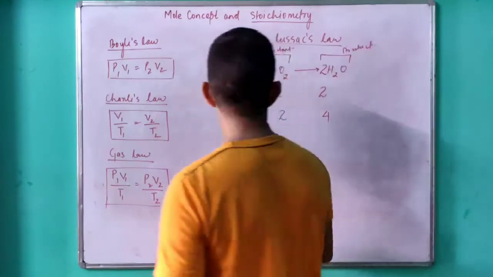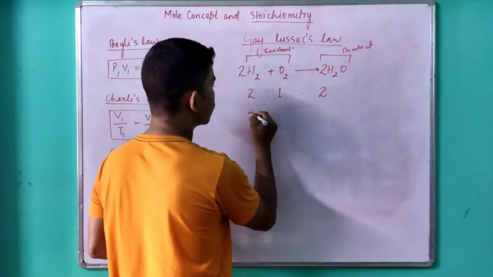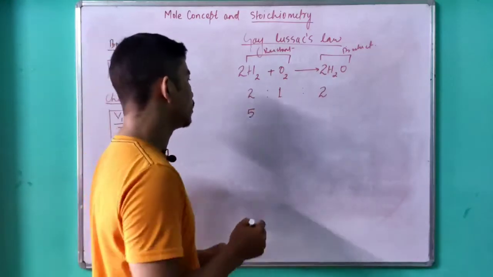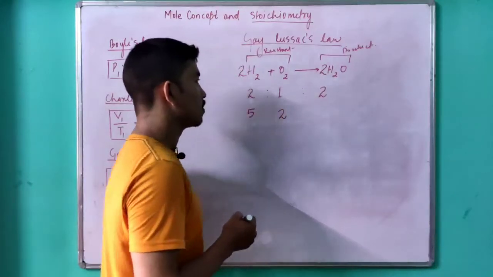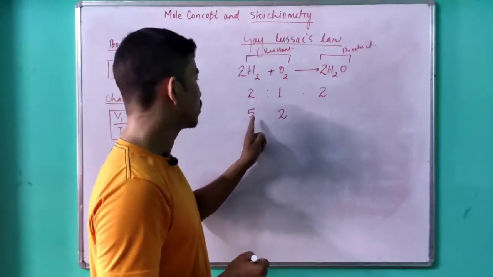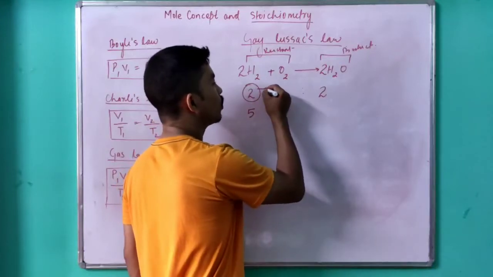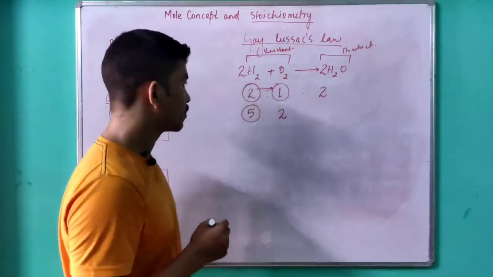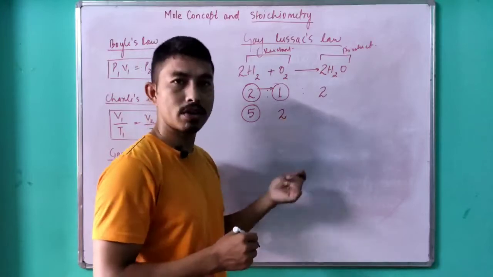Okay, so now considering the same equation, suppose I have 5 liters of hydrogen and 2 liters of oxygen. According to Gay-Lussac's law, the 5 cannot react with 2. The 2 volumes of oxygen react exactly with double the volume of hydrogen. If I have 5 volumes of hydrogen, that would have required 2.5 of oxygen, but I do not have 2.5.